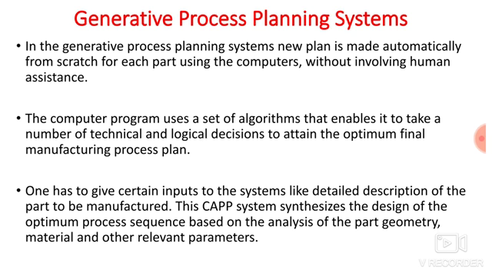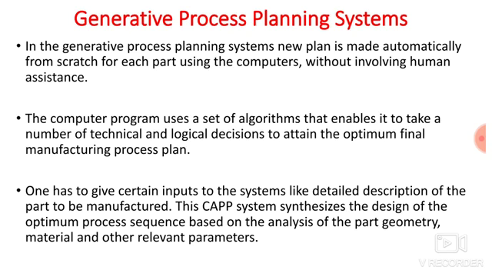Whereas in generative process planning, you need not generate any kind of code. Simply you have to give details of that part to the system. So the process plan is generated from scratch by using computers without involving human assistance. So that is the major difference between variant process planning and generative process planning.